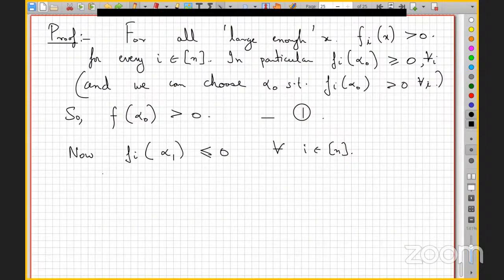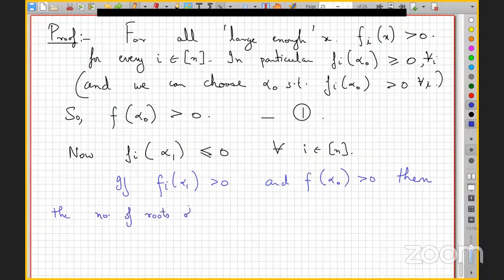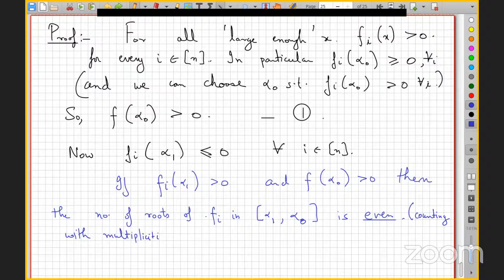So if f_i of alpha 1 is strictly positive and f_i of alpha 0 is strictly positive, then the number of roots of f_i in the interval from alpha 1 to alpha 0, where alpha 1 is the smaller one, is even. This might be a degenerate interval also, possibly. If it is degenerate, then the number is 0, which is also even. Otherwise also, this is counting with multiplicity. But this contradicts the definition of alpha 1.